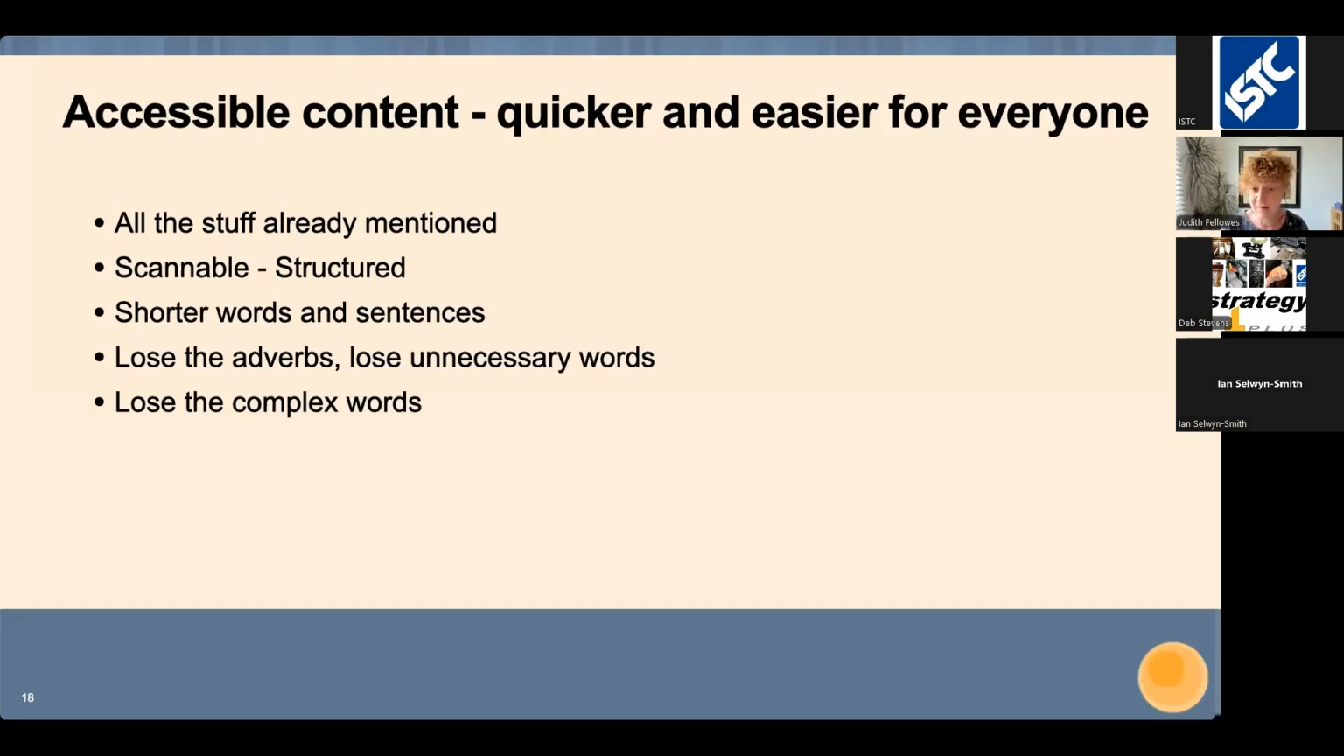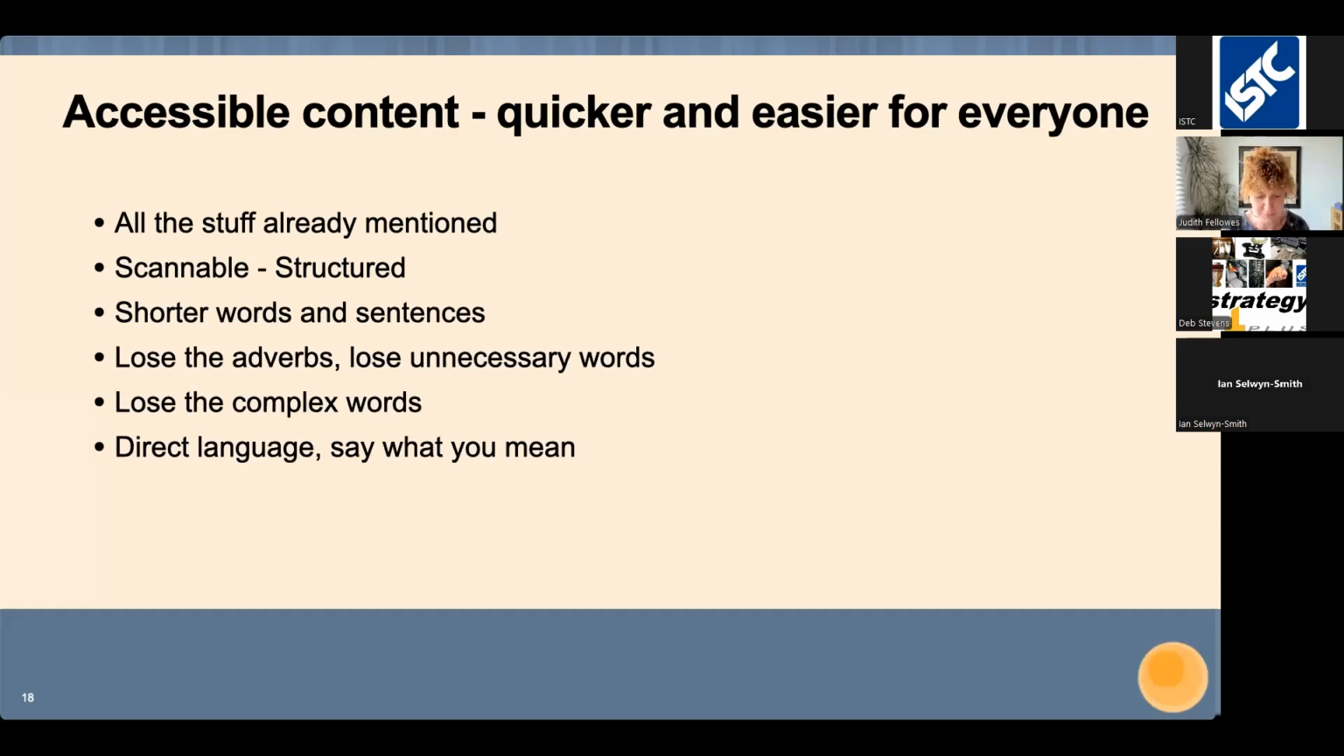And also the complex words. Just because you've got a longer complex polysyllabic word, you don't need to use it. If you've got a shorter word you can use, then go for that. And the Plain English campaign, which I'll talk about later, has a glossary, and if you've got a complicated word you can look up and find a simpler word.